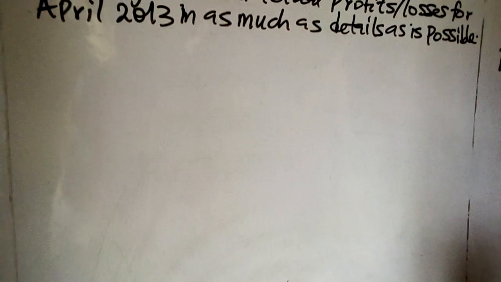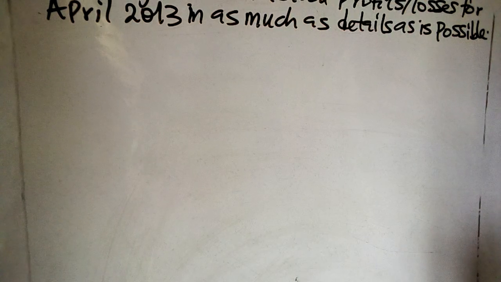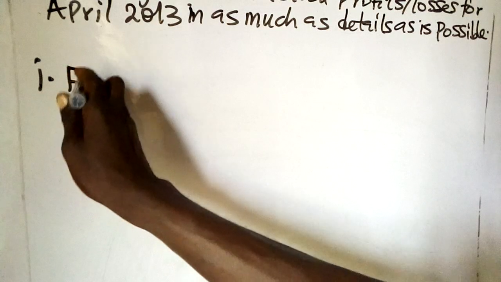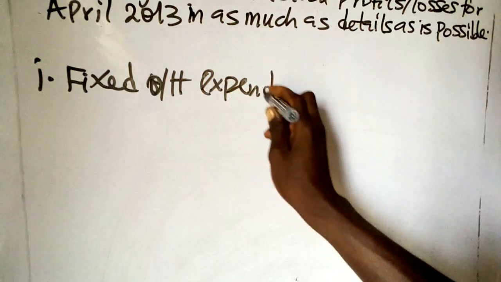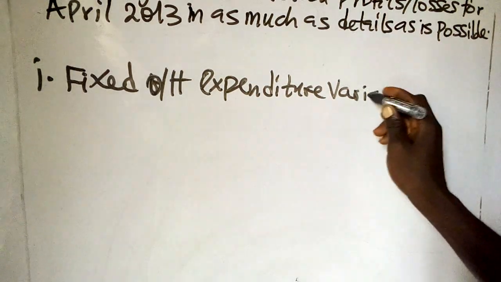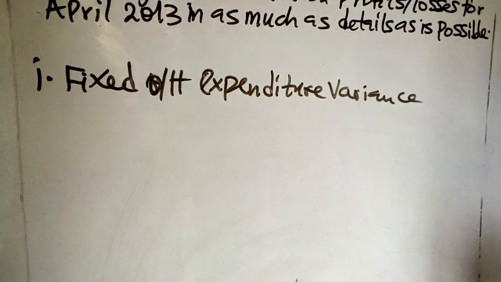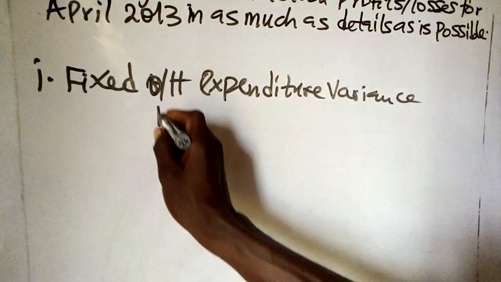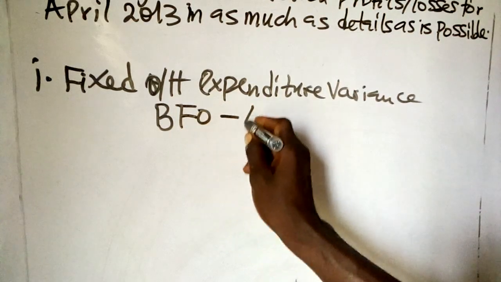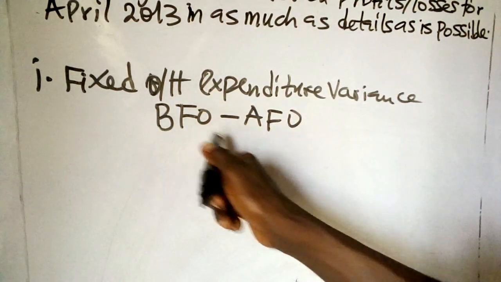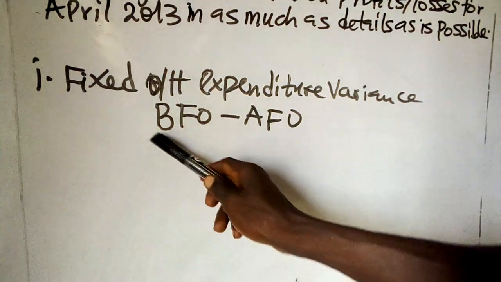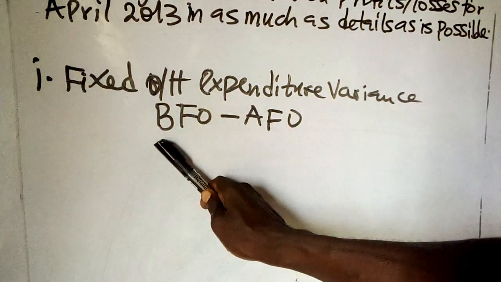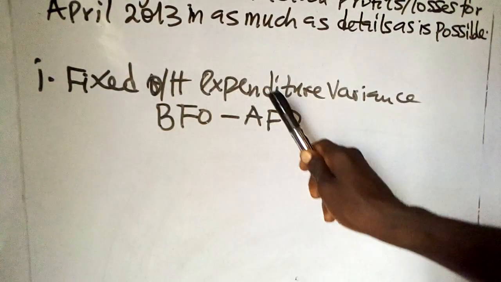Now, fixed overheads expenditure variance. I've told you that another word for fixed overhead expenditure variance is the fixed overhead budget variance, which is the difference between budgeted fixed overheads and the actual fixed overheads. BFO, budgeted fixed overheads. AFO, actual fixed overhead. You can define it, but because of the space of the board, I may not be able to write it in full.